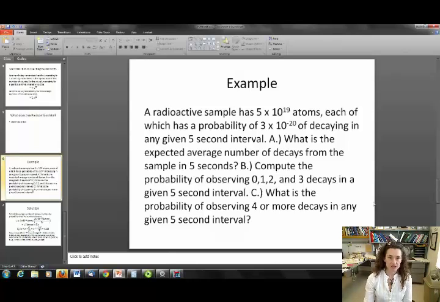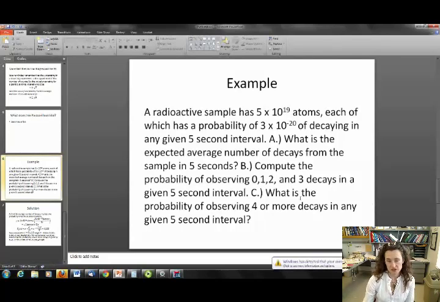Okay, I wanted to do another example problem for you. Here I'm talking about radioactivity, so you have a radioactive sample with 5 times 10 to the 19th atoms in it. And each of those atoms has a probability of 3 times 10 to the minus 20 of decaying in a given 5-second time interval. So what's the expected average number of decays from the sample in 5 seconds? And then they want you to compute the probability of observing 0, 1, 2, and 3 decays in a given 5-second interval, and then also the probability of observing 4 or more decays in a given 5-second interval.